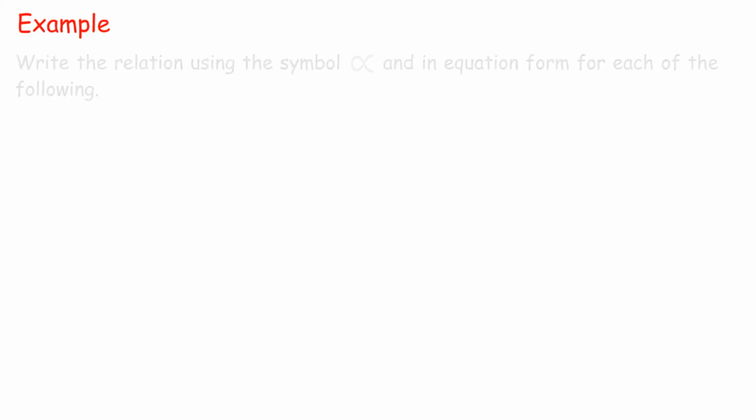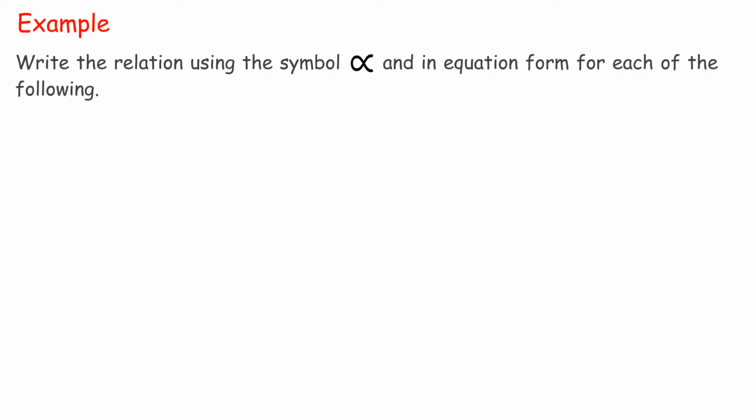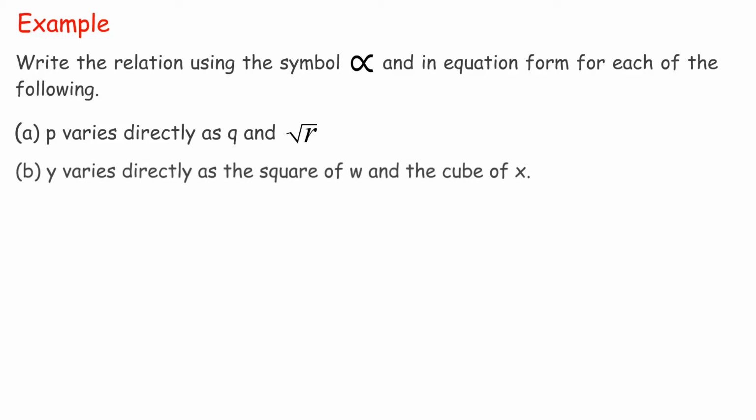Example: write the relation using the directly proportional symbol, and in equation form for each of the following. A. P varies directly as q and surd r. B. Y varies directly as the square of w and the cube of x.